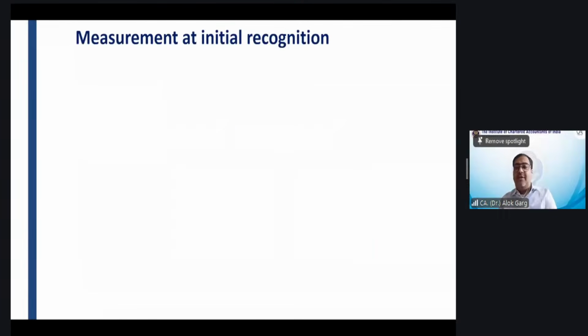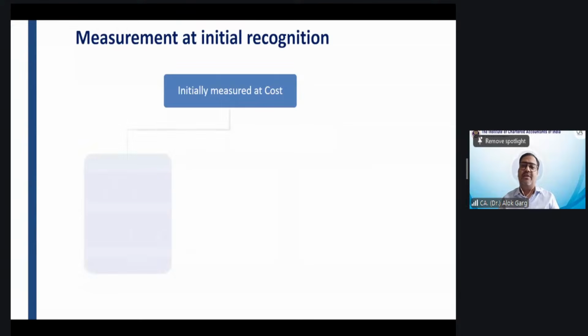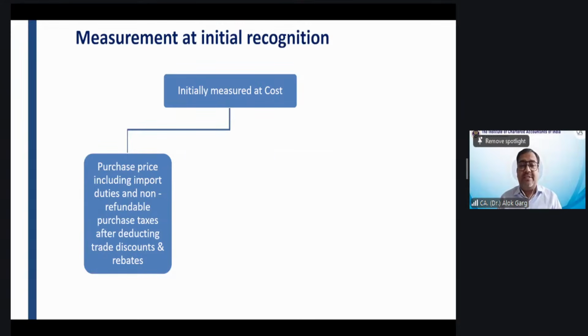Okay, let's move on. Now, friends, we understood initial recognition, initial cost and subsequent cost recognition, right? Now let's talk about the measurement. At what value is your PPE going to be measured? PPE has to be initially measured at cost. What is meant by cost? Cost means purchase price plus import duty plus non-refundable purchase taxes minus trade discount and rebates.